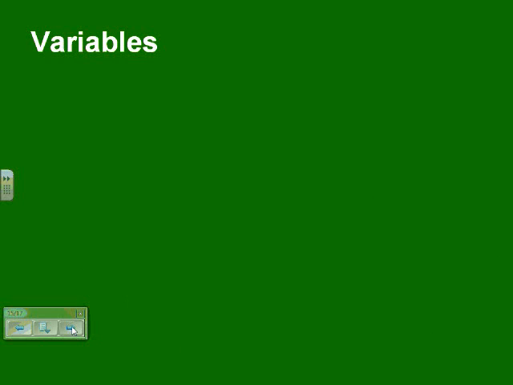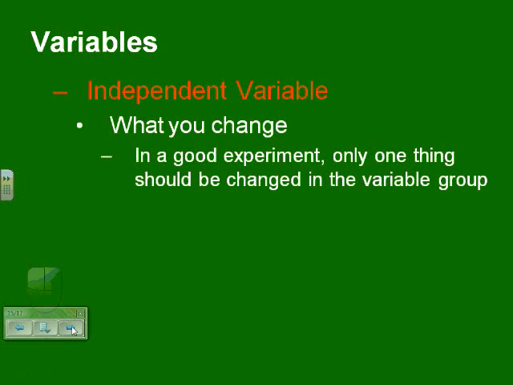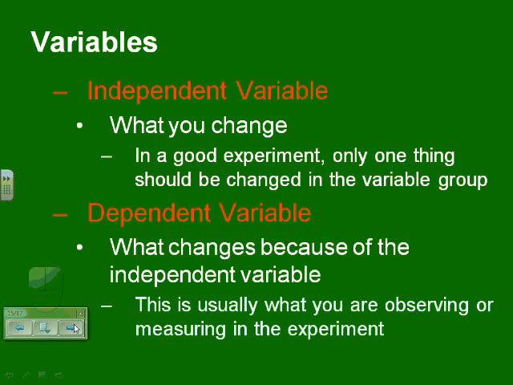Then we have those variables that I mentioned. An independent variable, specifically we refer to it as what you changed, right? In a good experiment, you only change one thing. Multiple independent variables makes it very, very difficult to get valid results. So you typically change one thing when you compare your two groups. Dependent variable is going to change because of the independent variable. So it depends on what you change.